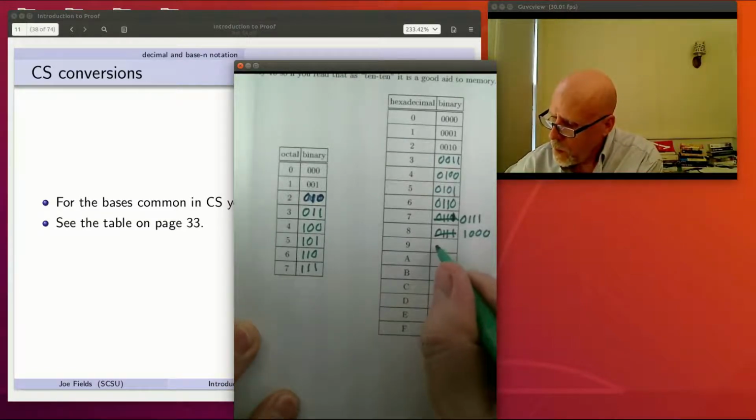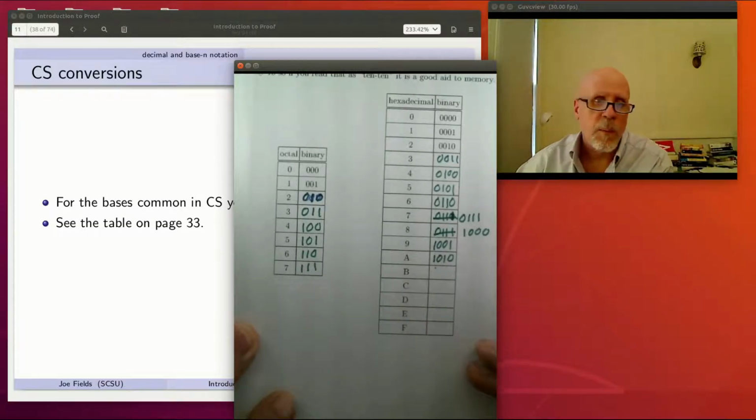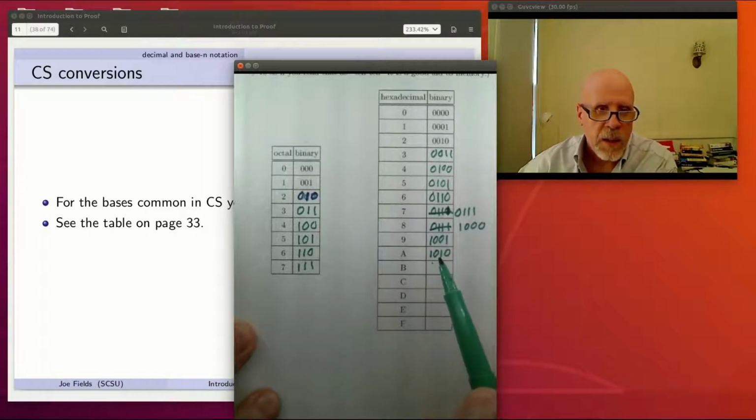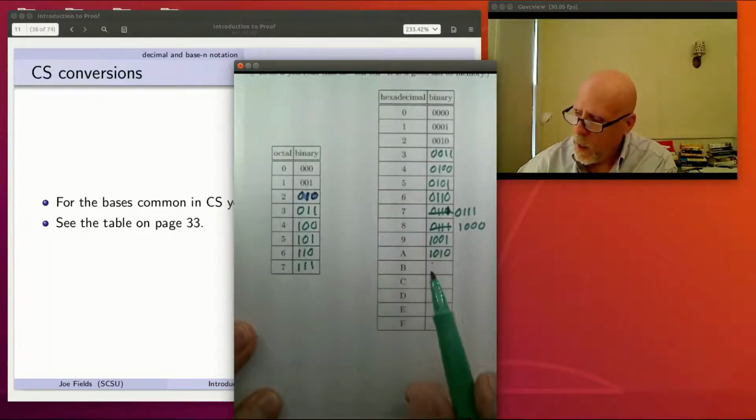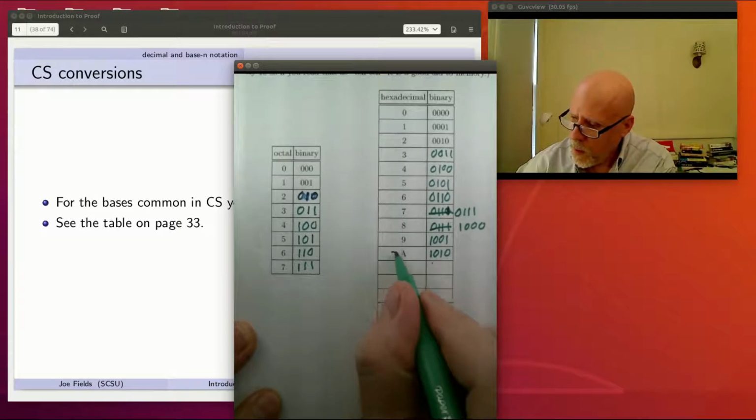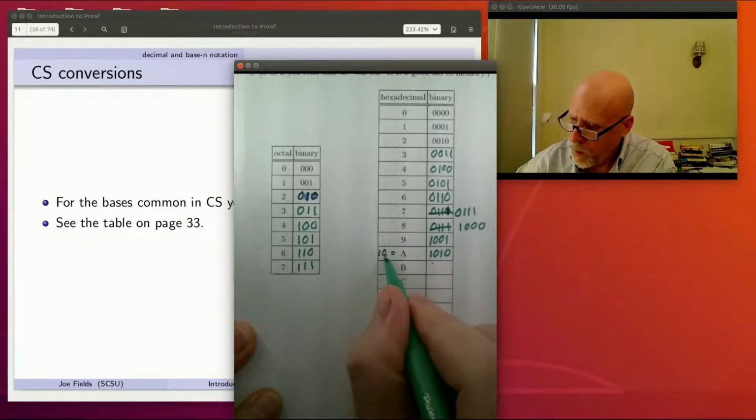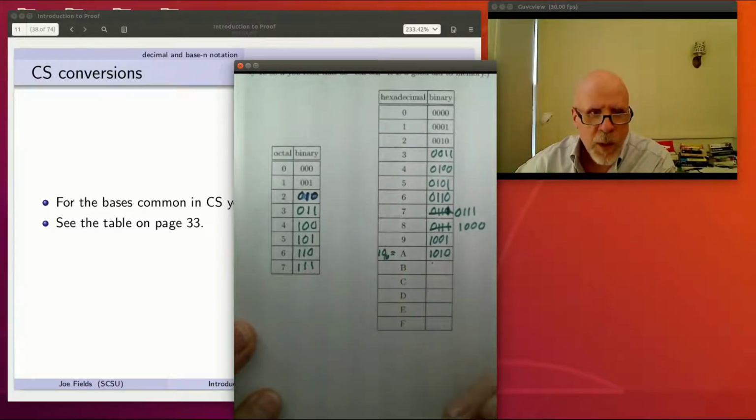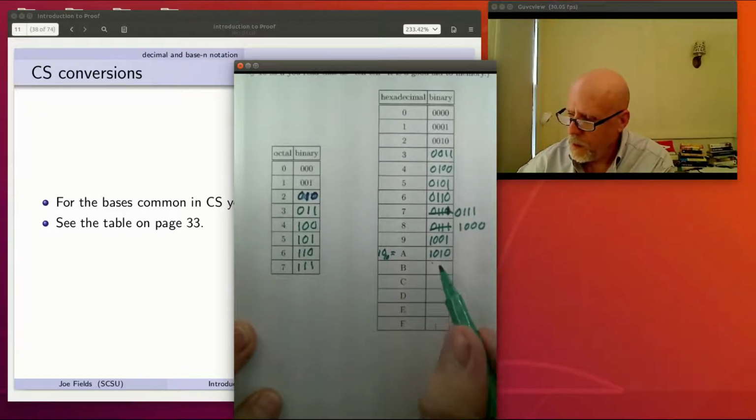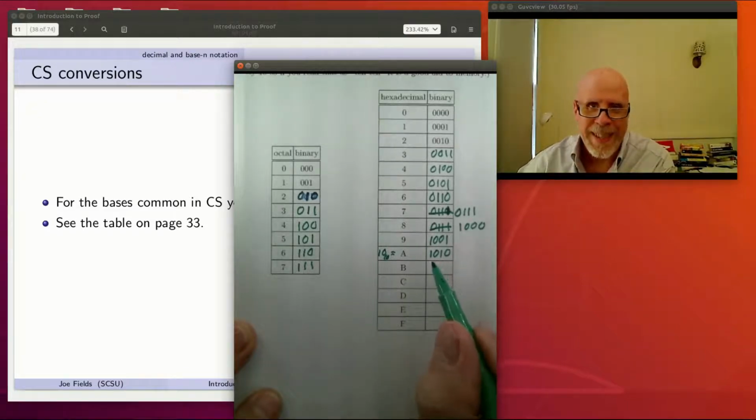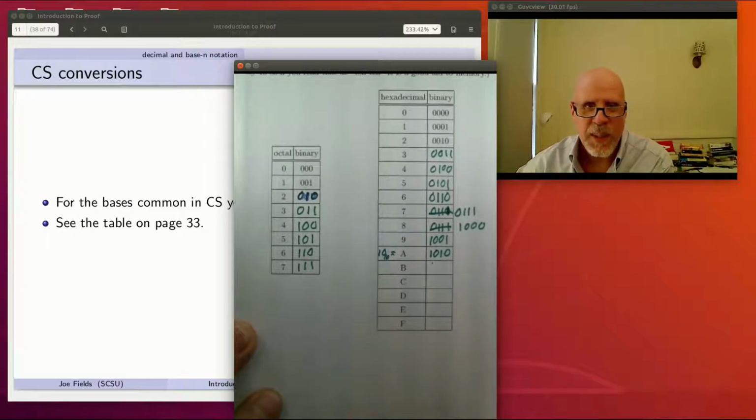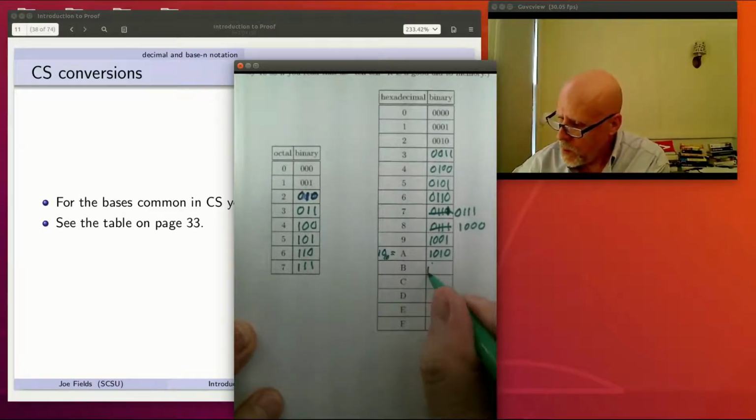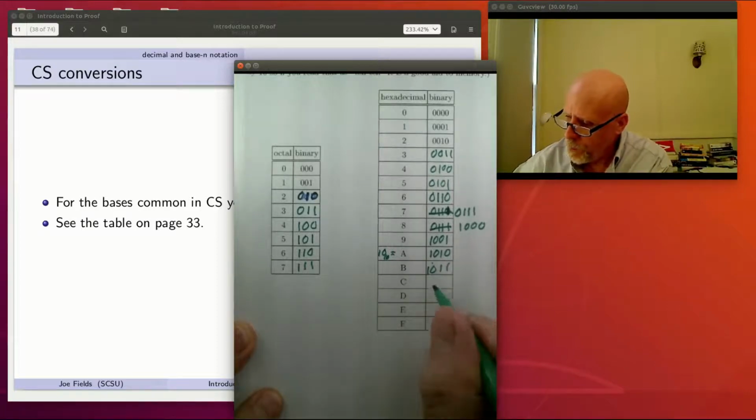Then 9 is 8 plus 1. A is 1010. And actually, I'll point out that A is another good checkpoint. A is actually equal to the decimal number 10. If you're 10 in base 10, the ordinary number 10 is A. And its binary representation has two 10s in it, 1010, right? So that's kind of a nice point to remember. A is 1010. B then is 1011.